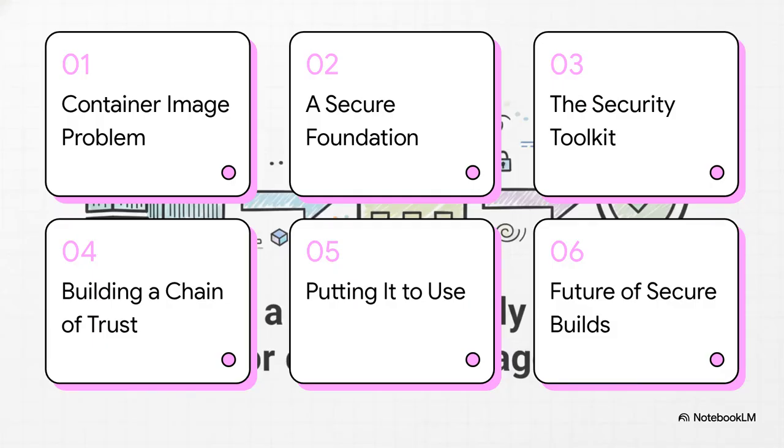So to get to the bottom of this, here's our game plan. We're going to start by really defining the problem itself. Then, we'll look at building on a more secure foundation. We'll peek inside the security toolkit, see how to build a real chain of trust, and of course, see how to put all this to use. And finally, we'll look ahead at the future of secure builds.